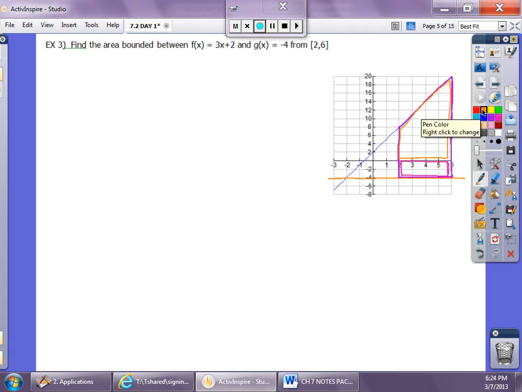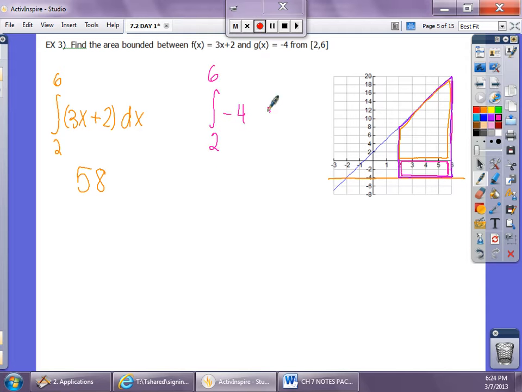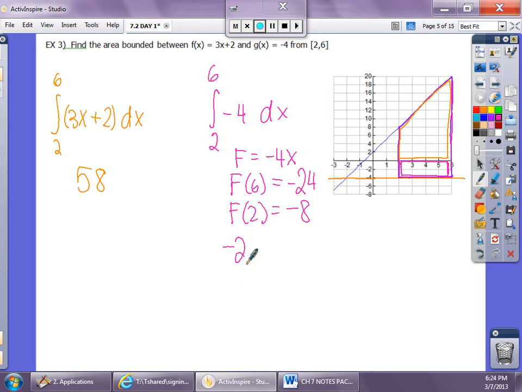So let's go through. Integral from 2 to 6 of f of x. And what's nice is I'm using the same function, so we already know that answer, 58. And then in pink, let's look at g of x from 2 to 6 of -4. Now this we don't know. We can find the antiderivative. F of 6, which is -24, f of 2, which is -8, -24 minus -8 gives us -16. All right, so we got these two numbers. We got 58. We have -16. It should make sense why you get a negative because that rectangle happens to be below the x-axis.